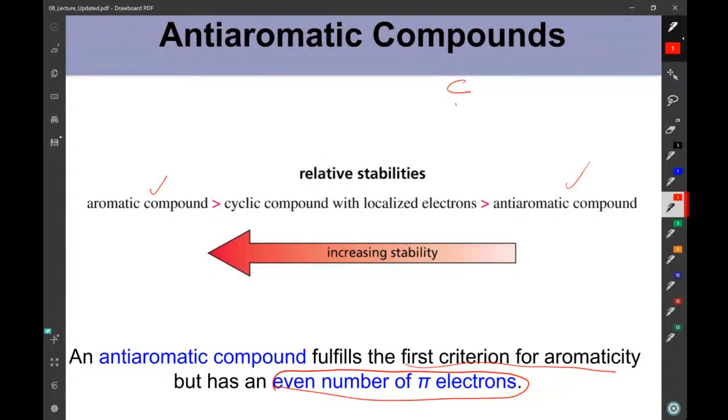So: cyclic, planar, conjugation, and odd number. For the anti-aromatic, instead of being an odd number of electrons, it will be an even number of electrons. Does that make sense, guys? I want it to be clear. So for the anti-aromatic, the only thing that will make it fail the test is that it will end up with an even number of electrons.